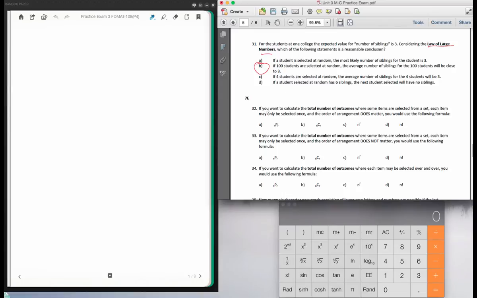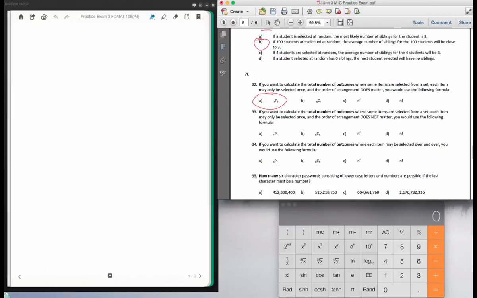Question 32. If you want to calculate the total number of outcomes, where you select some of the items from a set, each item may be selected once, and the order of the arrangement does matter, which of the following formulas would you use? Well, since order matters, we want a permutation. If order didn't matter, we would look at combinations in the other options. So permutations are for when order does matter.